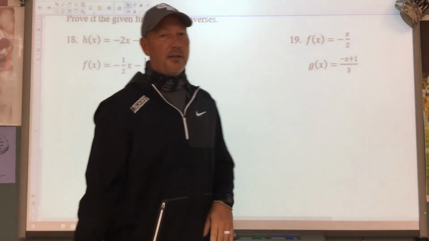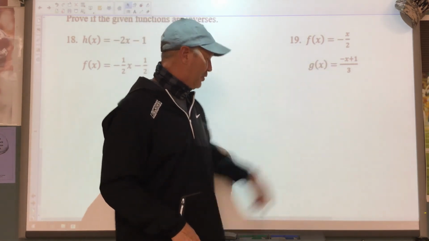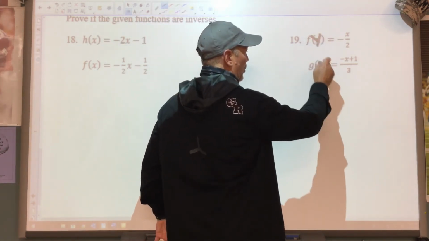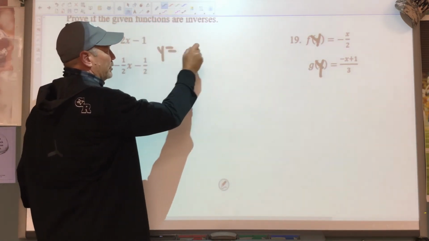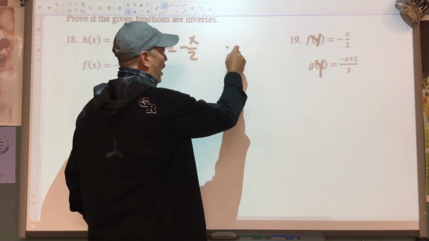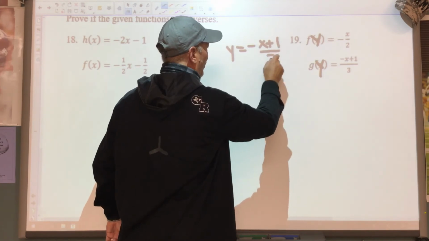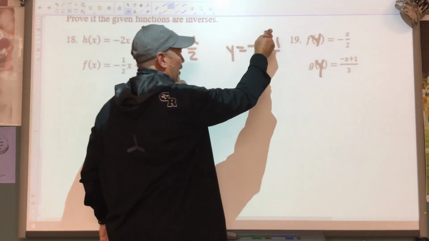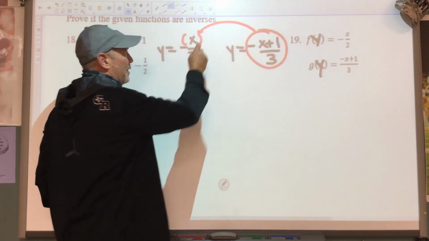Number 19. Not our favorite, but we can do this. Okay? They're going to ask us to prove if these are inverses of each other. We said the first thing when we did this, that we were going to put a y here, and a y here, and copy them over here. We said y equals negative x over 2, and then our next equation says y equals negative x plus 1 over 3. We said we were going to ask you to take all of this and substitute it in right there.